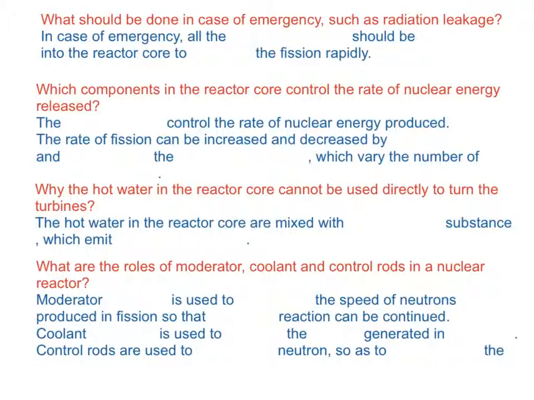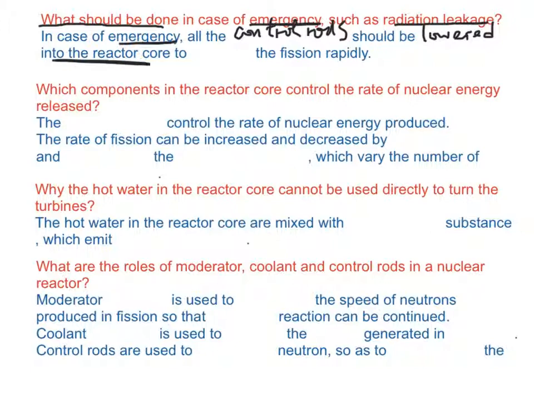Let's look at some questions. What should be done in case of emergency, such as radiation leakage? In case of emergency, all the control rods should be lowered or inserted into the reactor core to stop the fission rapidly, because control rods will absorb all the neutrons produced. Therefore, no fission process can be continued.